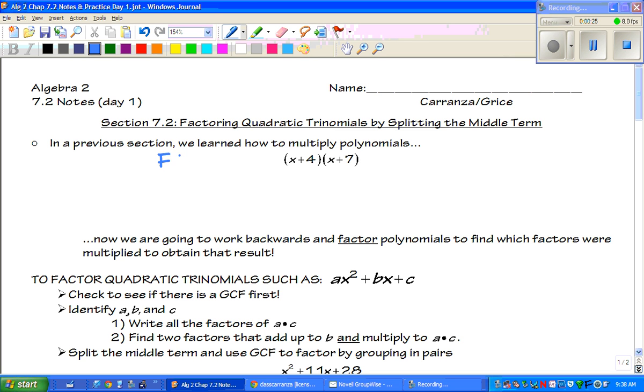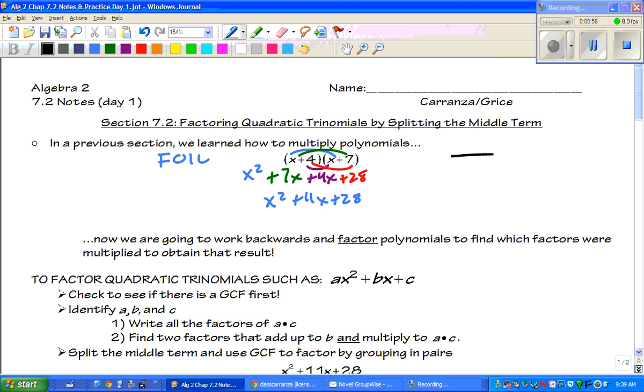So there was FOIL, and that's where you multiply the first and you get x squared, the outside, the inside, and then the last, and then you combine your like terms. And when you combine your like terms, you would get x squared plus 11x plus 28.